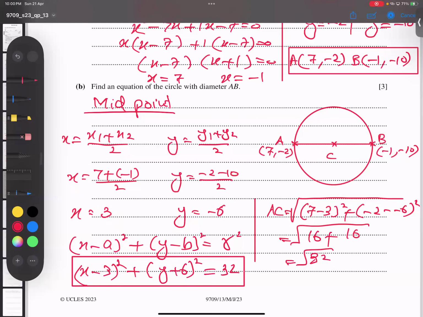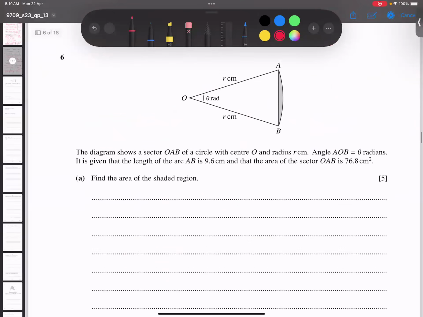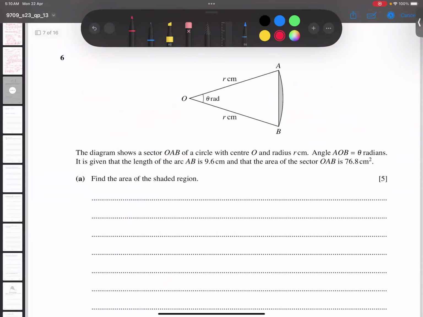And the question is, question number 6 we have now, students. It shows sector OAB. The radius is r, center at O, and theta is the angle in radians, and the arc length is given as 9.6. So this arc length is 9.6. So we have the arc length formula: s equals r theta, where arc length is 9.6, radius is r, theta is theta.